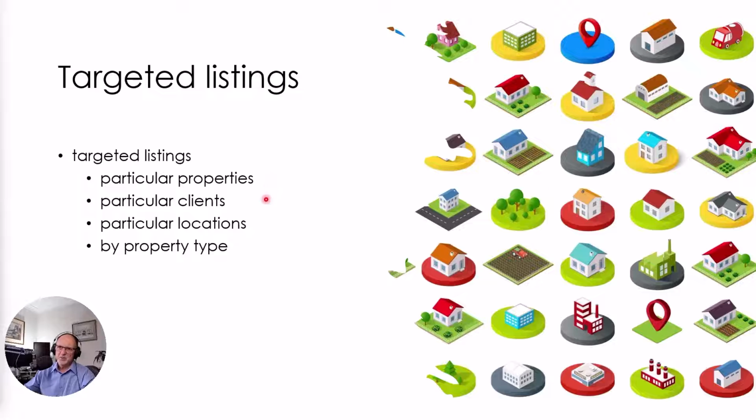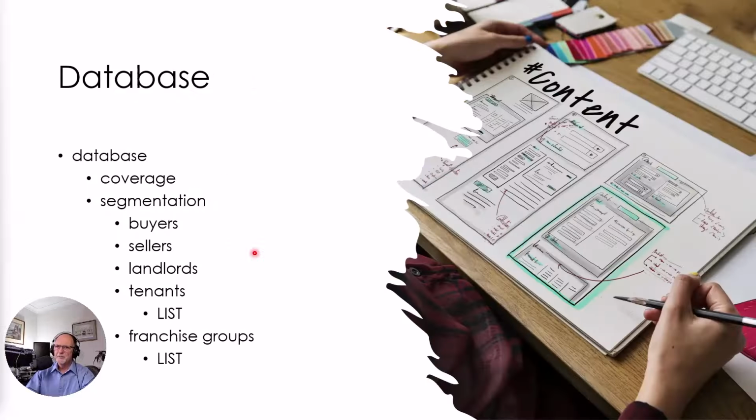Once you've set your precincts, you then focus on these things. Particular properties, particular clients, certainly locations, and you look at the property types. It depends on what you prefer from a property type perspective. For example, I like to focus on retail and shopping centres a lot, but I can do anything I like. However, I do prefer shopping centres. So think about that.